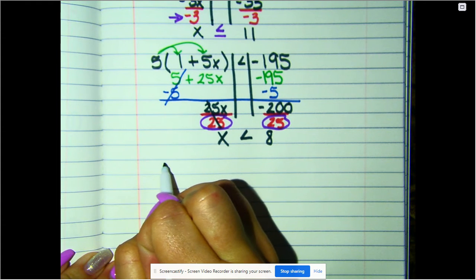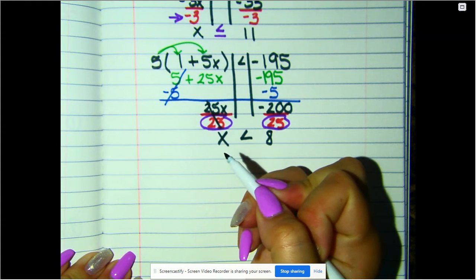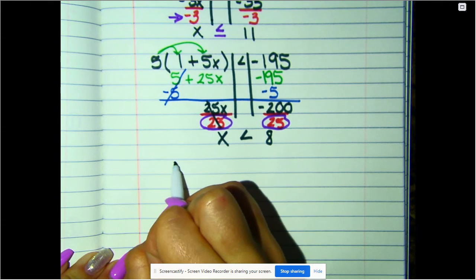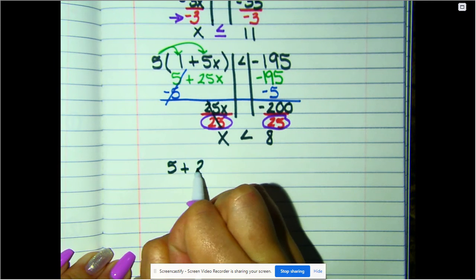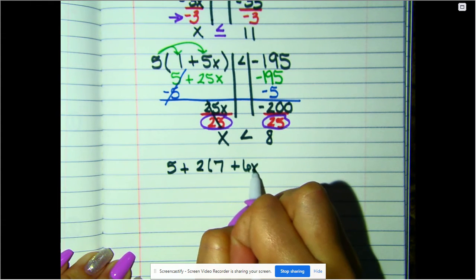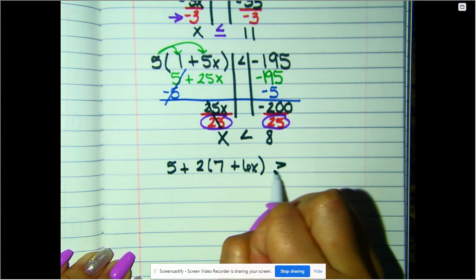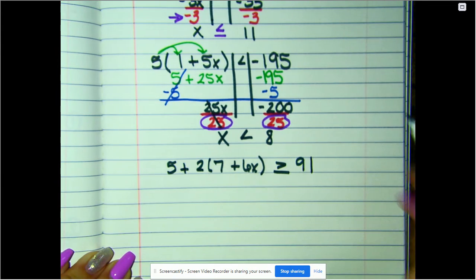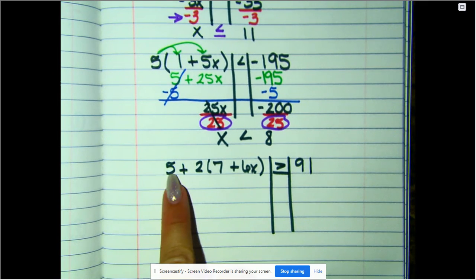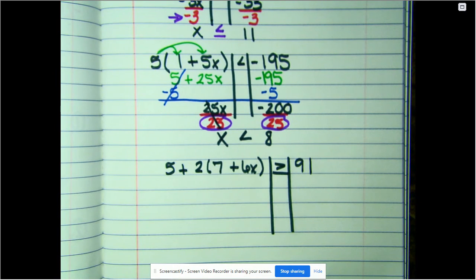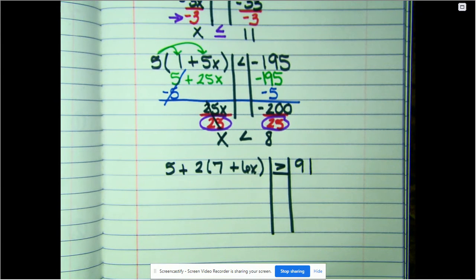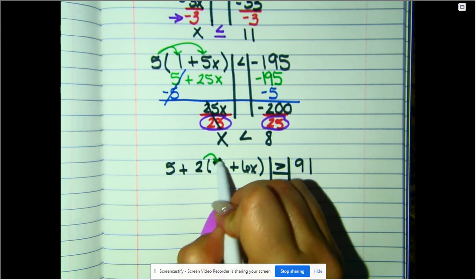Okay, let's do 5 plus 2 times 7 plus 6x is greater than or equal to 91. So let's draw the barrier around my inequality sign. We cannot add 5 plus 2 just yet because 2 is associated with the distributive property here, so we are going to distribute that 2 through my parentheses.